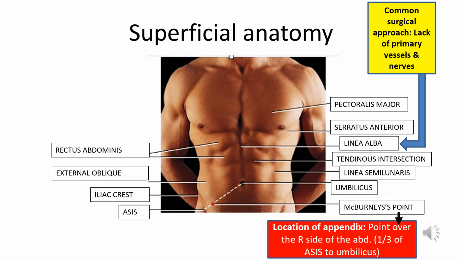Using surface anatomy, you can also identify the location of appendix, which is typically located underneath the McBurney's point, which is at 1/3 of the distance from the anterior superior iliac spine to the umbilicus. Surgical incision is usually made at this point for removal of an inflamed appendix.